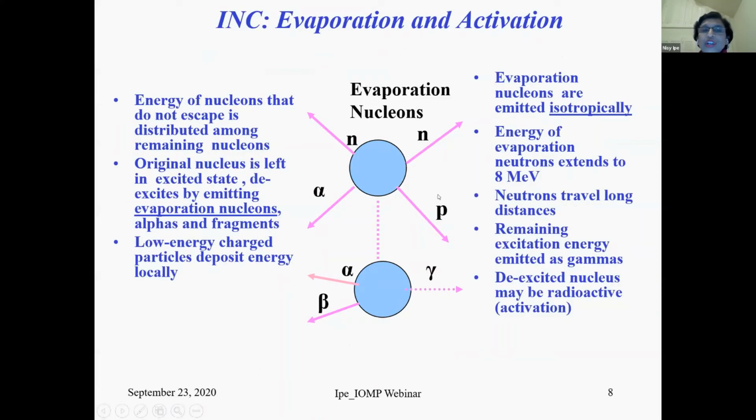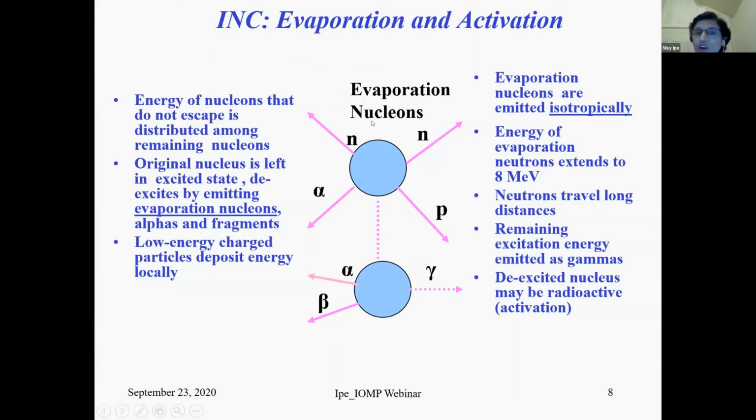Now, the energy of the nucleons that do not escape the nucleus will be distributed among the remaining nucleons, and the original nucleus will be left in an excited state. It will then de-excite by emitting evaporation nucleons, that's neutrons or protons, and then alpha particles and fragments. These low energy charged particles will deposit their energy locally, and the evaporation nucleons are emitted isotropically. That's the same in all directions.